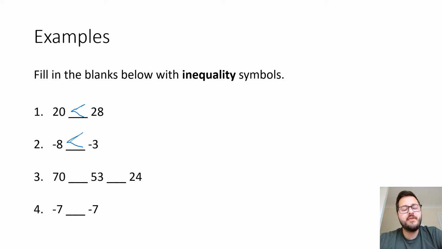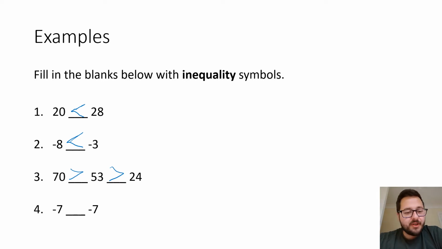And now for number 3, we've got 3 numbers, but we're doing exactly the same. We're just going to compare each couple of numbers next to each other. So 70 and 53, well, 70 is more than 53. And 53 is more than 24, so we've got 2 more than symbols there.